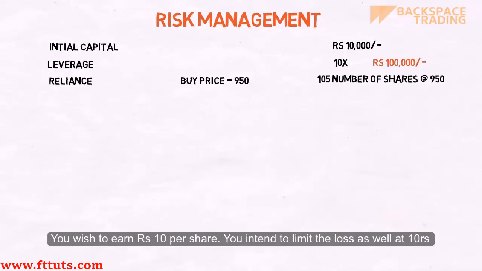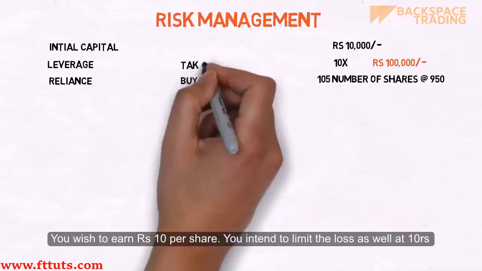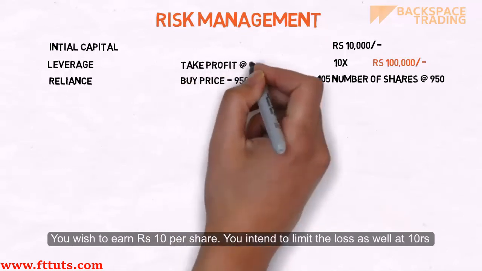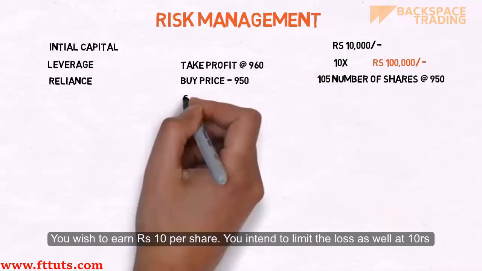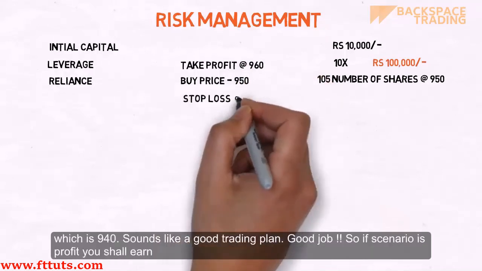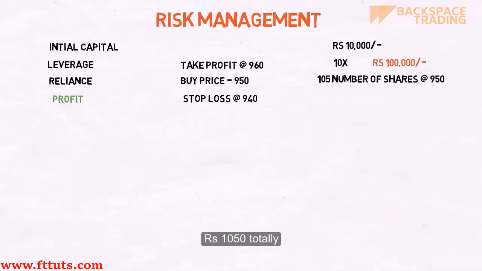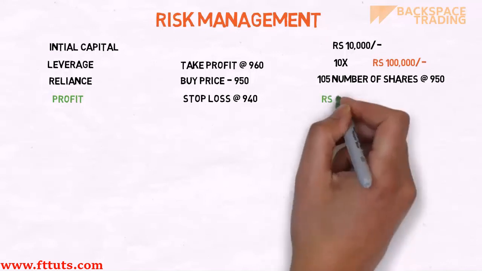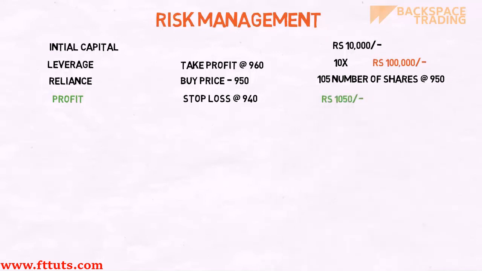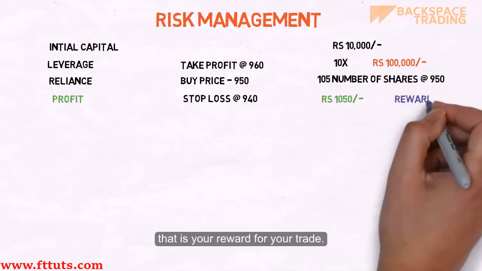You wish to earn 10 rupees per share, so that means the target is 960. And you intend to limit the loss as well to 10 rupees, so the stop loss would be 940. Sounds like a good trading plan. Good job. So if the scenario is profit, you shall earn 1050 in total, right? Because we just calculated earlier. That is your reward for your trade.